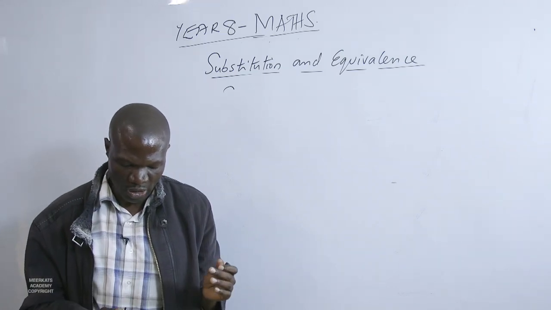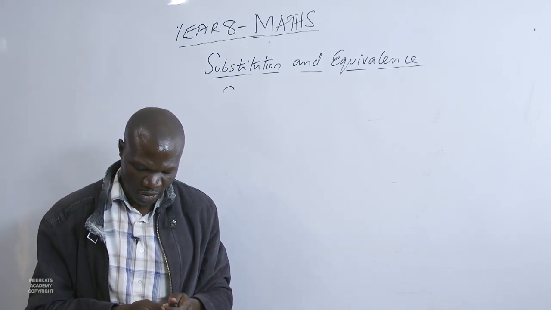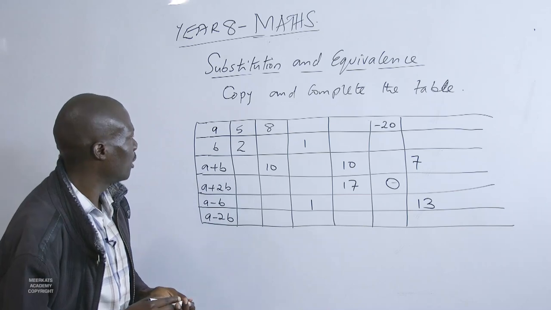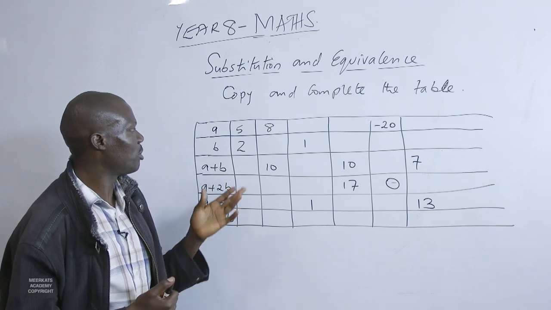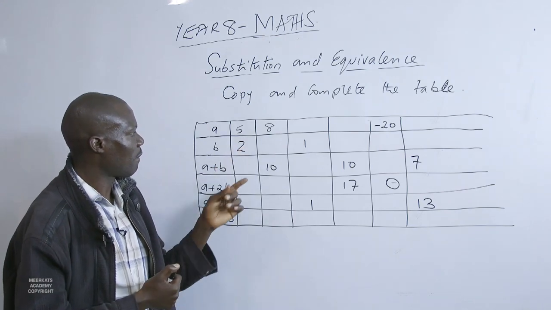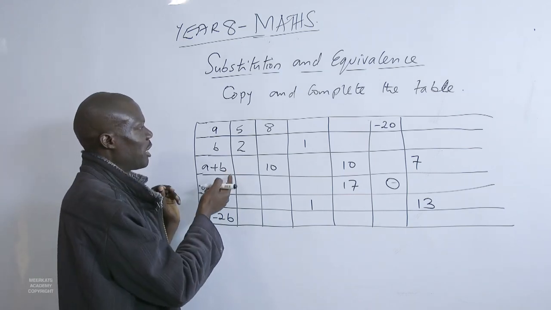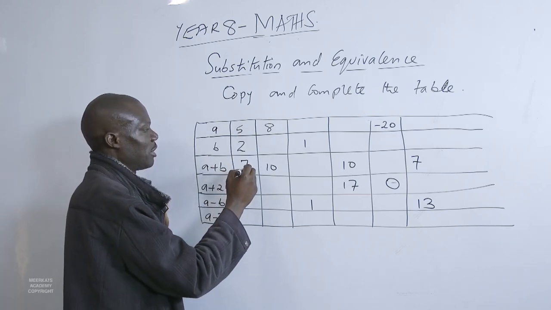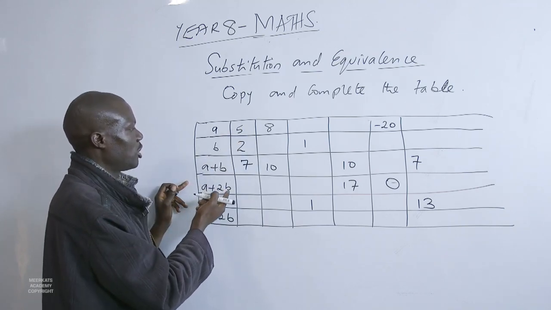So let us look at the following as our final example. Copy and complete this table. So we have a table here. Values for A are supposed to be there, and these are the values for B. We realize that A is 5 here, and B here is simply 2. So when you are asked for A plus B, you just add 5 plus 2, you get a 7 here.